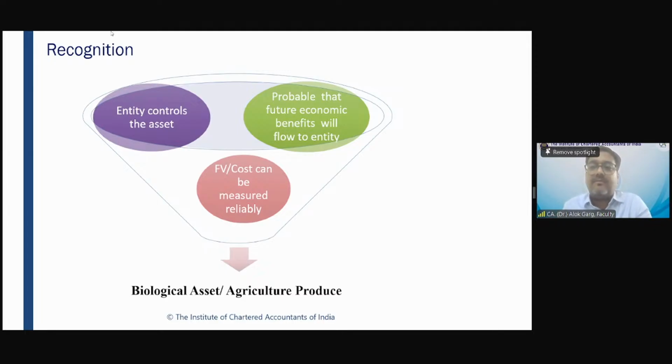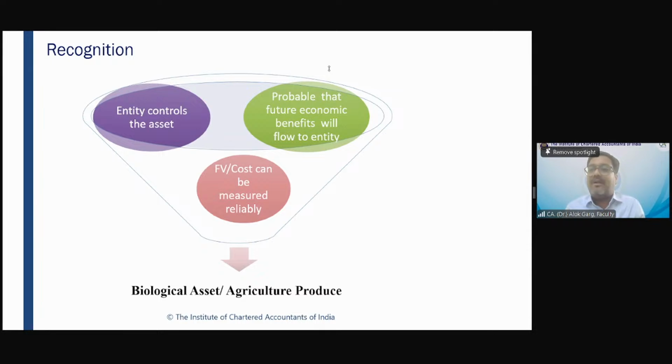If tomorrow the municipality comes and catches all the street dogs, will you be able to stop them? No, you will not be able to stop them. It means you are not controlling the dog, and hence that dog, being a biological asset, will not be covered in Ind AS 41 and will not be recognized as a biological asset, right? So friends, three conditions: future economic benefits should be probable, fair value or cost can be measured reliably, and the entity should control the asset.